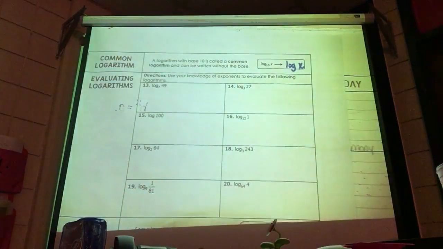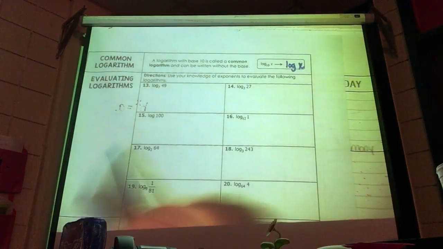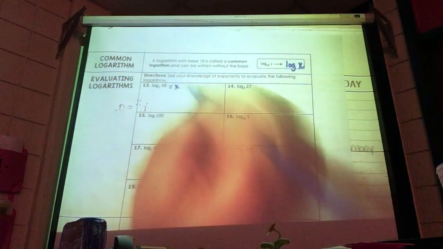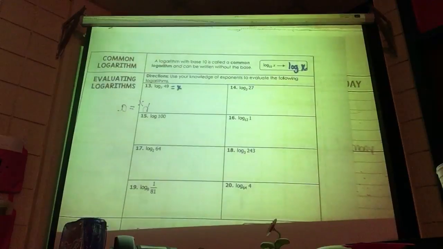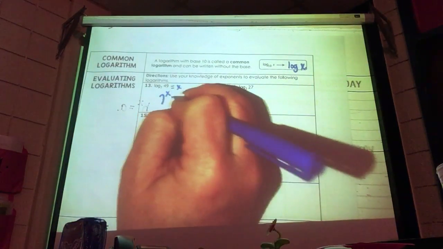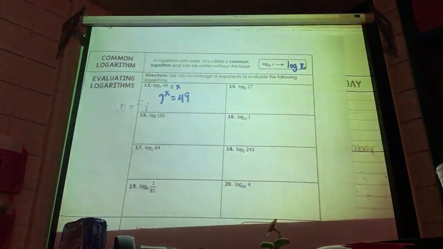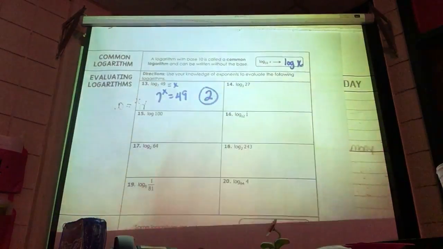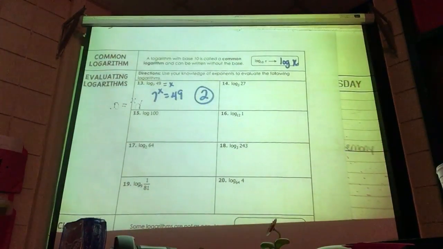Now, looking at number 13, we're going to use what we know to evaluate these logs. I have log base 7 of 49. Now, I'm going to pretend this is equal to x. What this is asking me is, what do I raise 7 to equal 49? All right, so this answer is 2. You have to show me stuff like this.